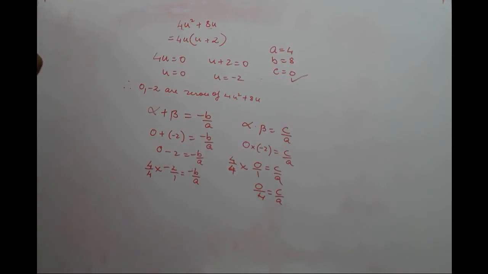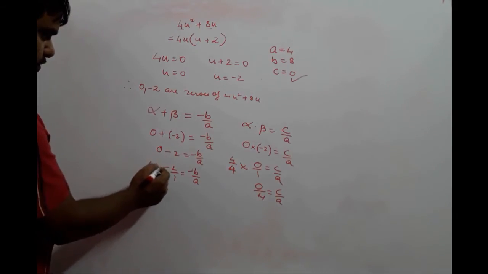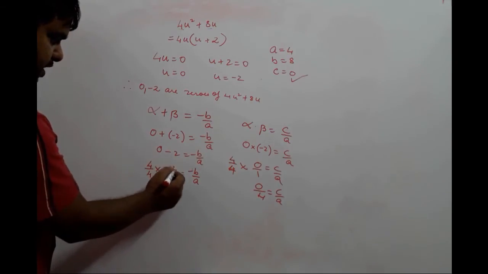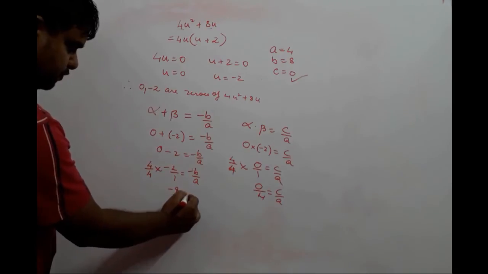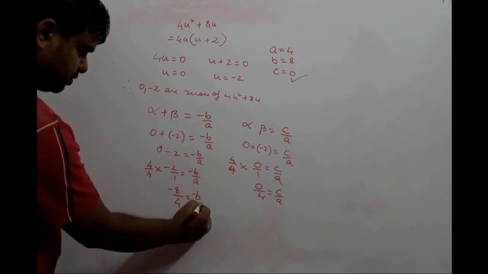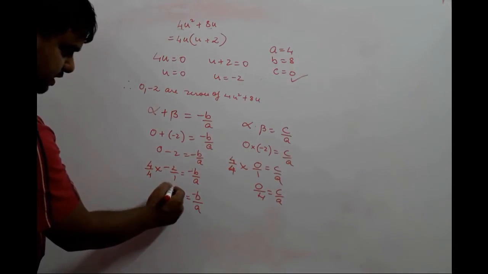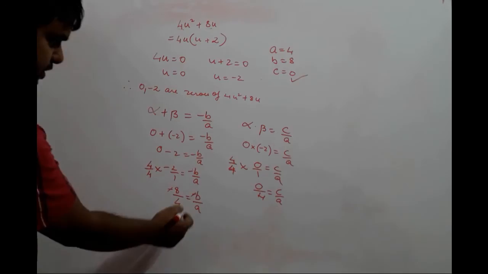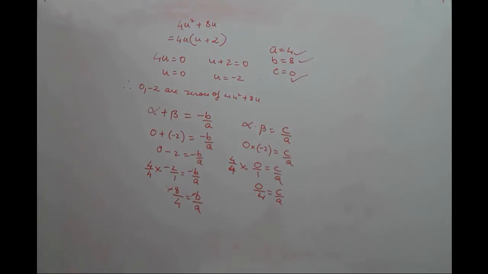Okay, so now over here, when we multiply, 4 into minus 2 will give you minus 8, and 4 into 1 will give you 4, which is minus b upon a. Now if we cancel this out, we will get b is equal to 8 and a is equal to 4, hence establishing the relationship. So that's how we establish the relationship in this problem.